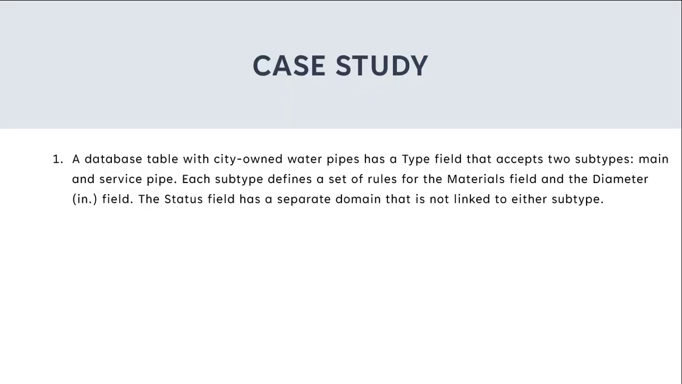But let's look at the case study we have here. A database table with city water pipes has a type field that accepts two subtypes. Two subtypes. Now, don't forget when we say subtype, we categorize things under it. These two subtypes are main and service pipe. Each subtype defines a set of rules for the material field and the diameter. The status field has a separate domain that is not linked to either subtype.